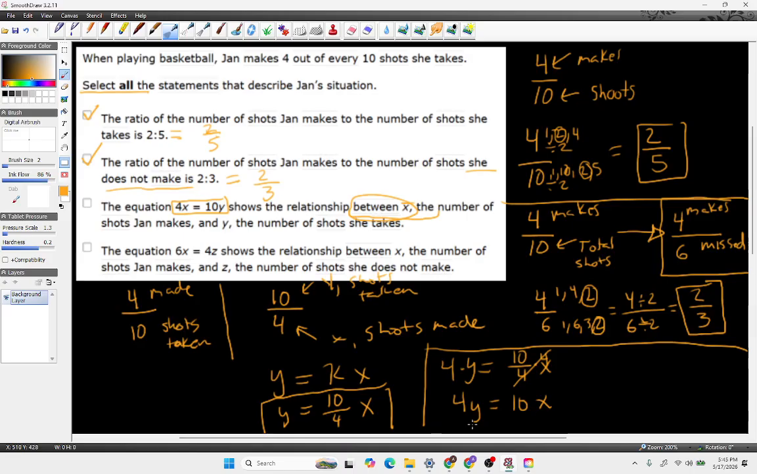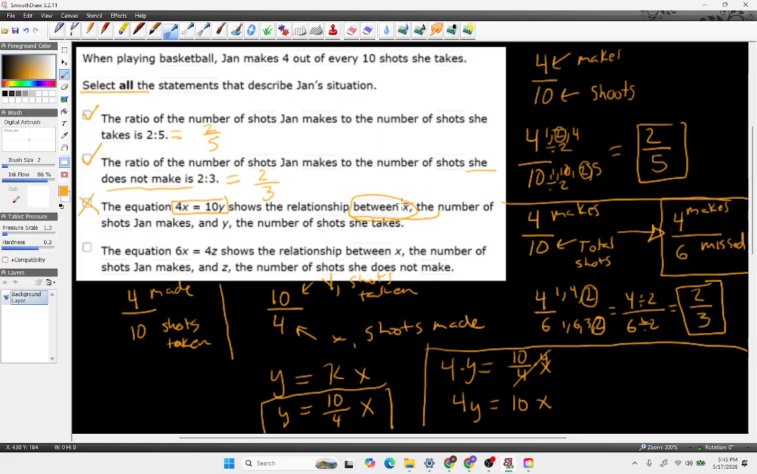And I see that this is really the opposite of this equation, right? It's 4y equals 10x, not 4x equals 10y. And I landed at this by very carefully looking at the values they assigned for the variables and making sure that x represents the number of shots she makes and y represents the number of shots that are taken. Okay, so this is going to be false.